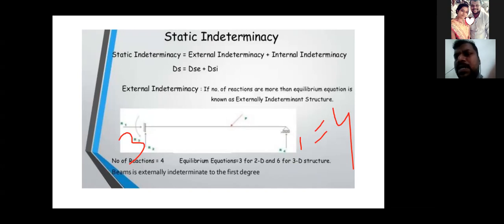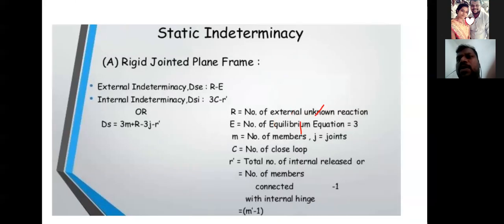The equilibrium equations for a two-dimensional structure are three. For a three-dimensional structure, the total number of equilibrium equations is six. Now, is this beam internally or externally indeterminate? Of course it is externally indeterminate, because the number of unknowns is more than three. Don't worry, when you solve a problem you will come to know. I'm just giving a hint.